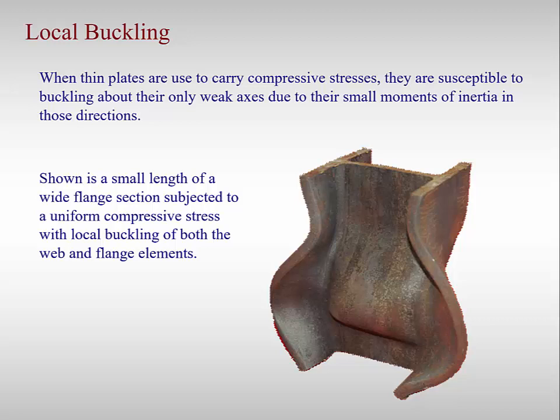Shown is a small length of a W shape, a W4 by 13 actually, the smallest W shape available. It was subjected to a uniform compressive stress. Due to its short length, global buckling was not possible. At high levels of compressive stress, both the web and flanges buckled locally. Note that the buckled elements prevent the cross-section from carrying any further load.